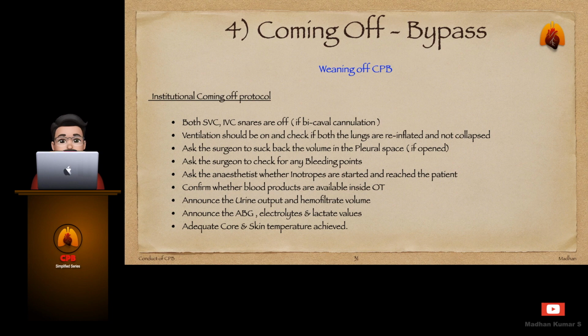Confirm with the anesthetist whether the inotropes are started and reached the patients. Confirm whether blood products are available inside OT. Check and announce the urine output and hemofiltrate volume. Announce the ABG, electrolytes and lactate values. Announce the core and skin temperature.